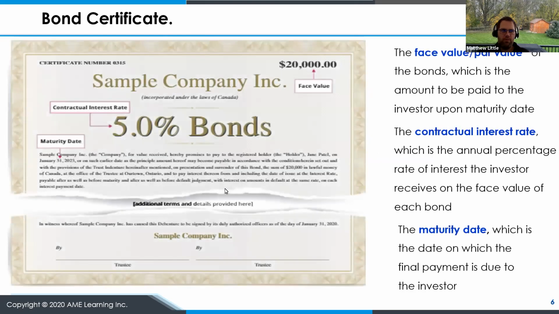Here is a sample of what a bond certificate might look like. Not so much issued today, perhaps, but I remember growing up that I would buy Canada Savings Bonds, and they look very much like this. It would say who issued them, what the certificate is, what the face value is, which is the amount that you get on maturity, and then what your interest rate is on an annual basis.